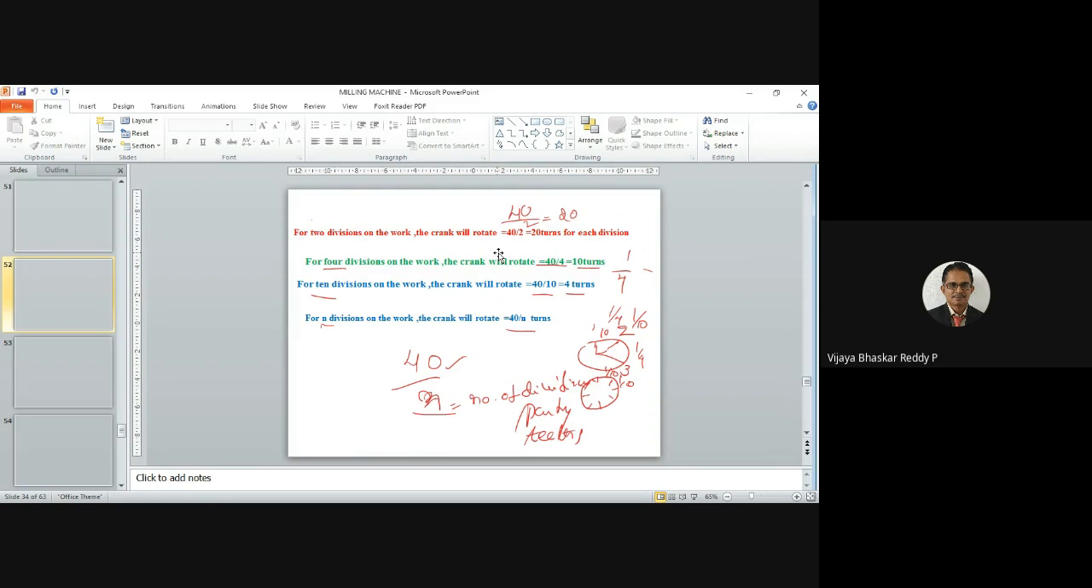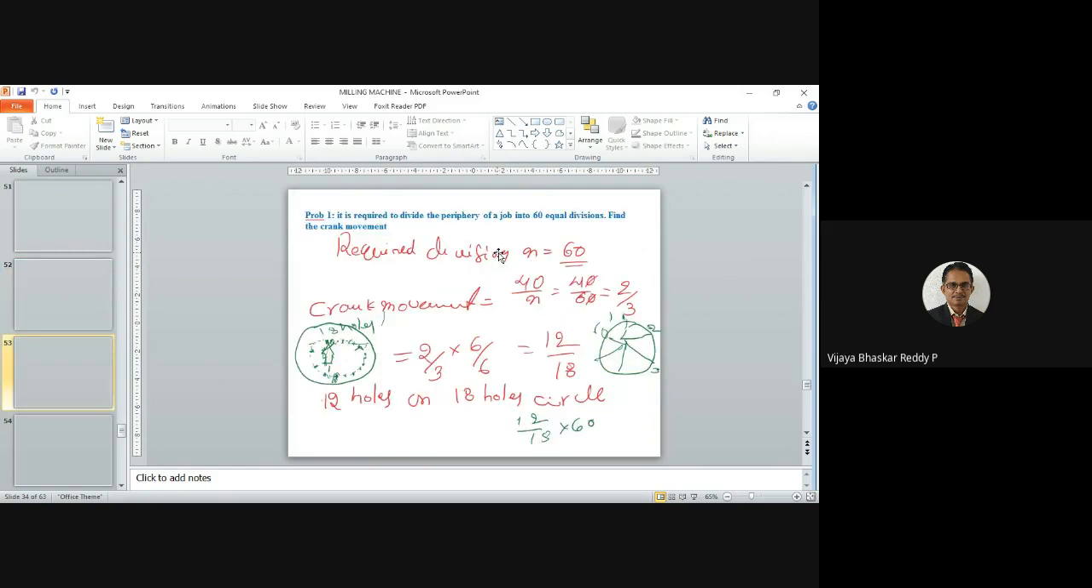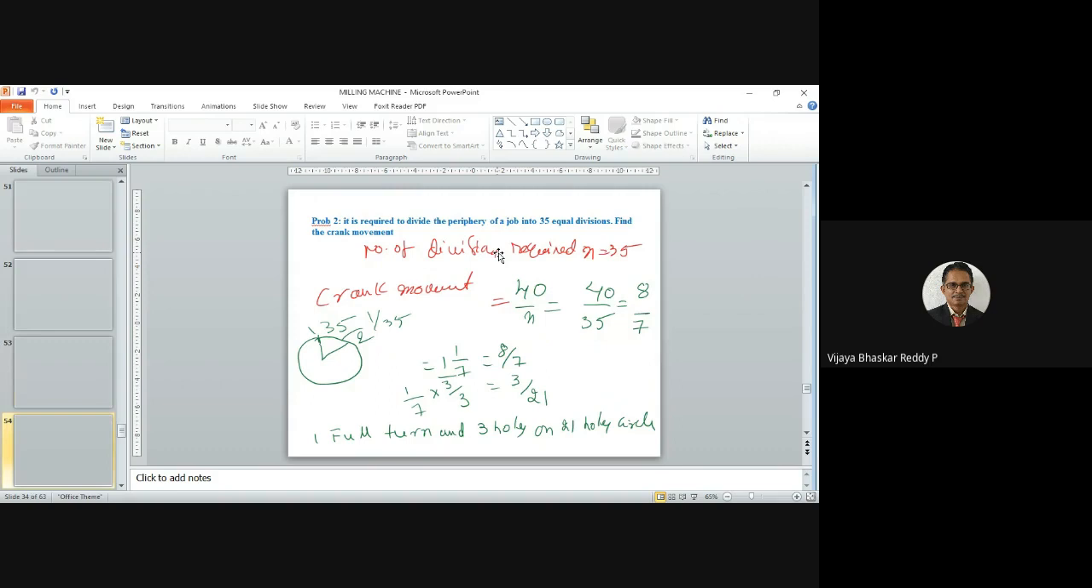In some cases it is not possible to divide by these simple or plain indexing methods. Taking a simple problem, suppose the required number of divisions n is 60, that is 40 by n. So 40 by 60 is 2 by 3. Multiplying numerator and denominator by 6, we get 12 by 18. So for every 12 holes on an 18-hole circle we can mark it. Like that we can obtain it.